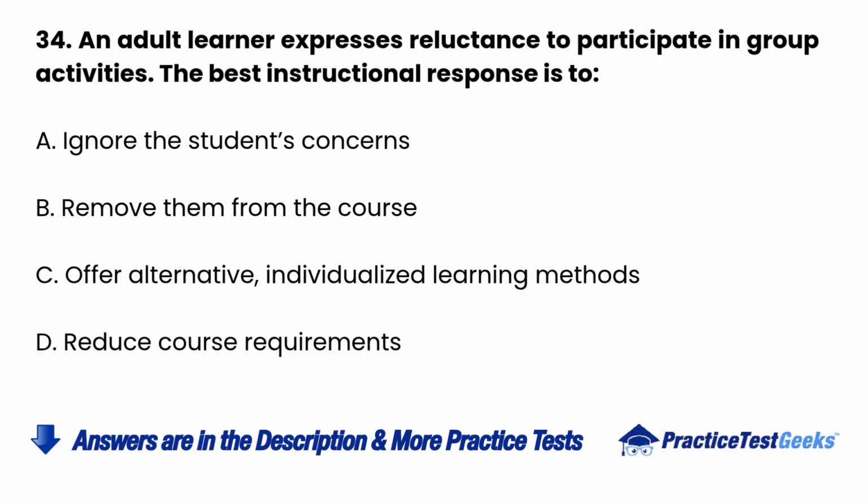34. An adult learner expresses reluctance to participate in group activities. The best instructional response is to A. Ignore the student's concerns. B. Remove them from the course. C. Offer alternative, individualized learning methods. D. Reduce course requirements.